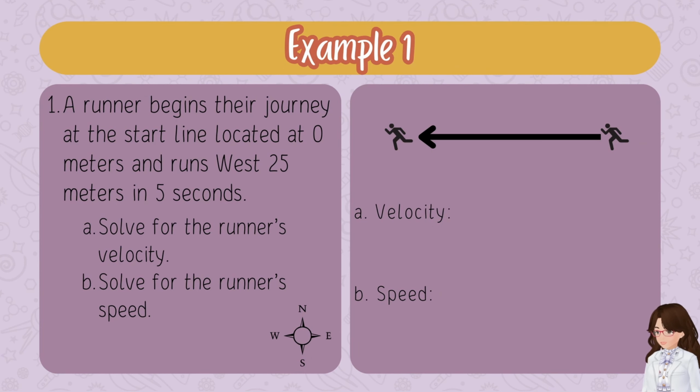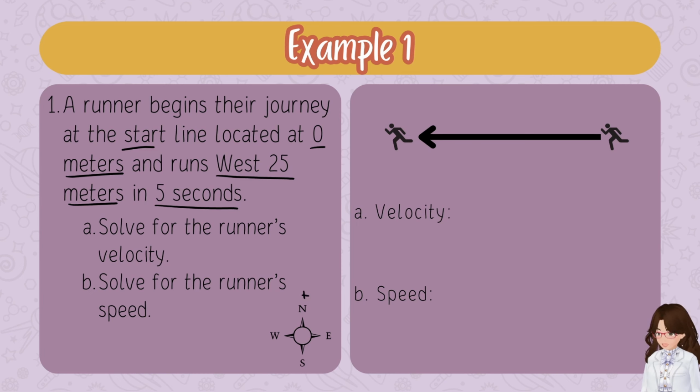Now, these should look familiar because they are the same examples from the last video. The only difference is we've added a time component. A runner begins their journey at the start line located at 0 meters and runs west -25 meters in 5 seconds. So we're going to solve for the runner's velocity and solve for the runner's speed.